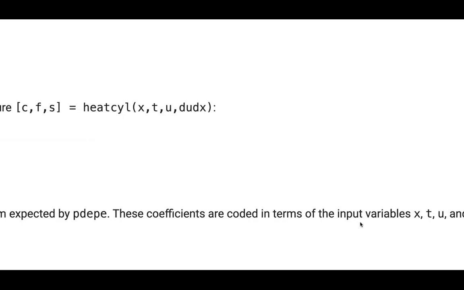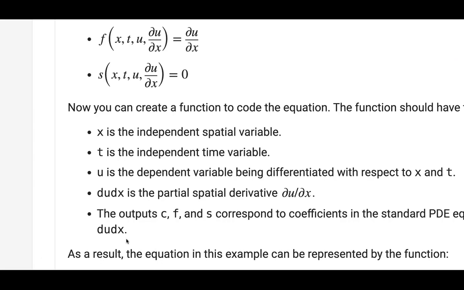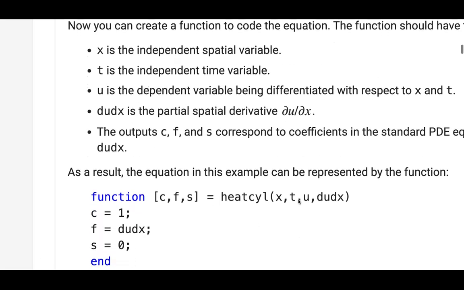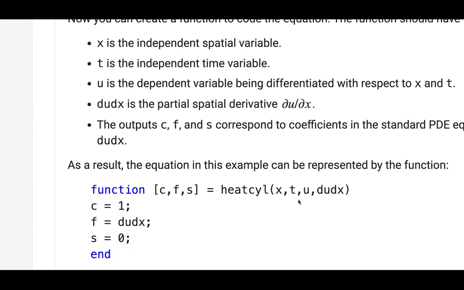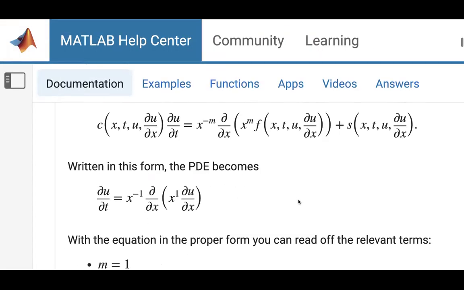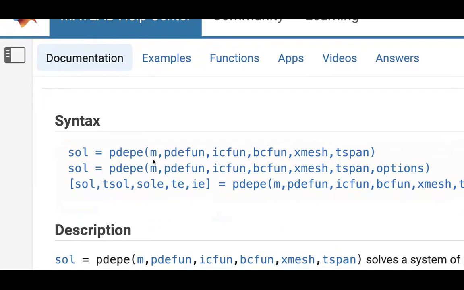These coefficients are coded in terms of input variables that are t, x, u, and du/dx. So x is there, t is there, u is a dependent variable, and you have a new variable du/dx, which is nothing but your spatial derivative ∂u/∂x. So now what we have is, PDEPE expects certain inputs, right? So we'll go to that. PDEPE expects m. So here you know the m value is equal to 1.